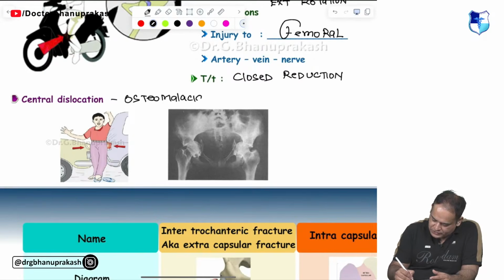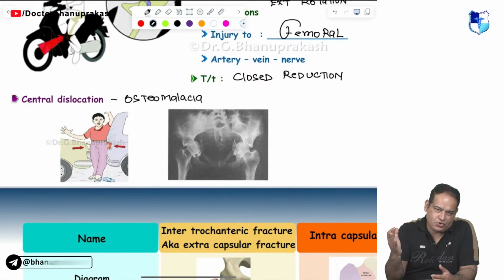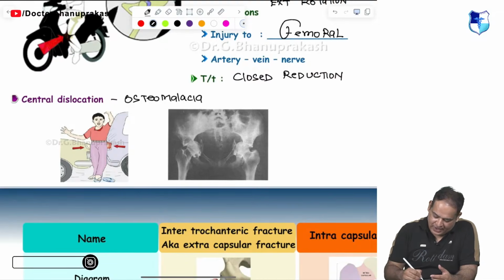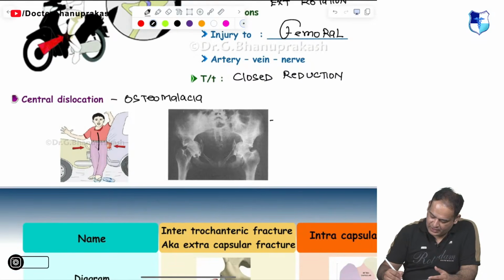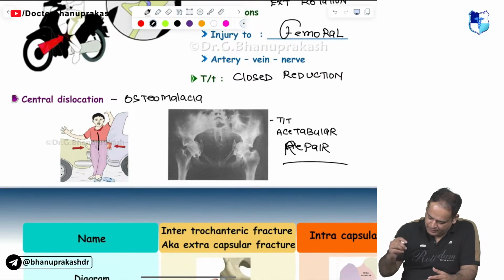Central dislocation, common in osteomalacia. Fine. If your patient has osteomalacia and gets trapped like this, central dislocation will occur, and treatment is acetabular repair.